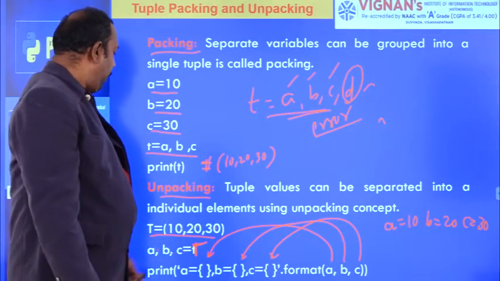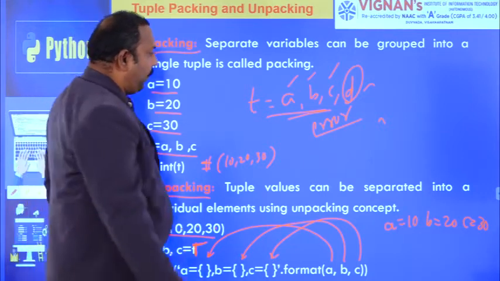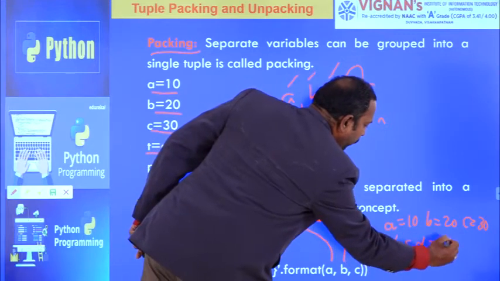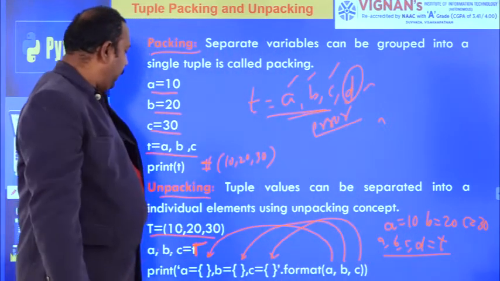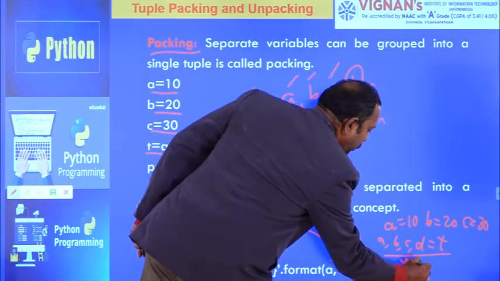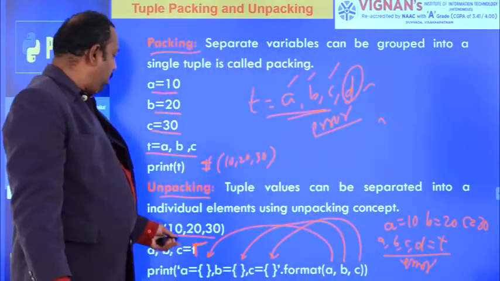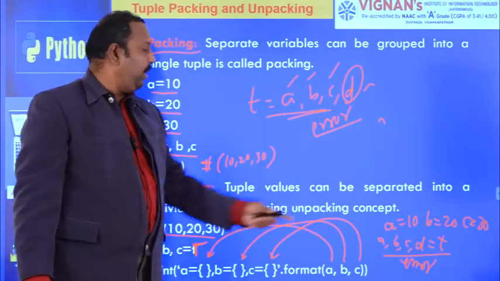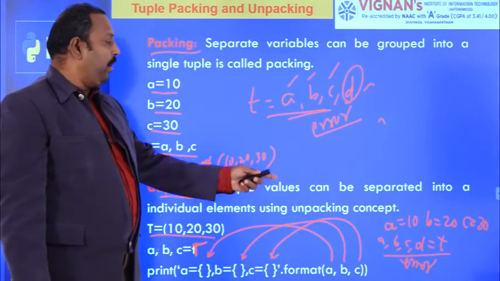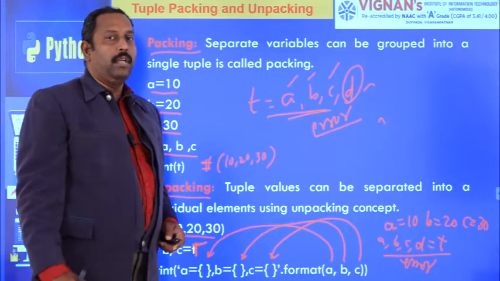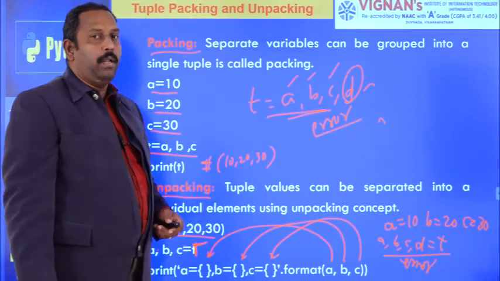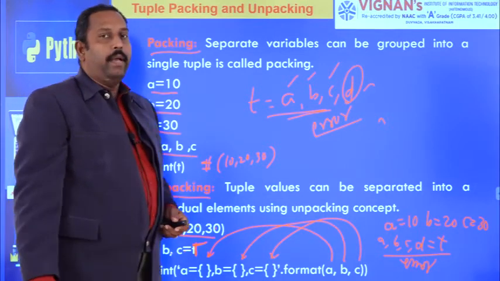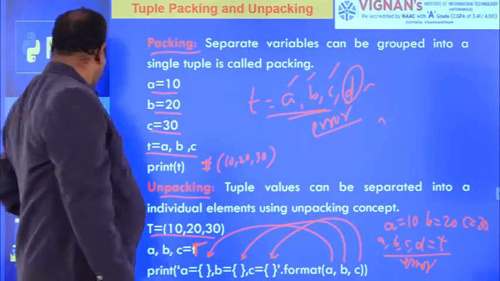Suppose I am using A comma B comma C comma D equal to T. Then what will happen? You will get an error. Why? Because T consists of only 3 values. So on the left side, there must be exactly 3 variables. But A, B, C, D means 4 variables, while the tuple consists of only 3 elements. So you have to use only 3 variables on the left side, then you won't get an error. If you use 4 variables, you will get an error. So this is the concept called packing and unpacking.